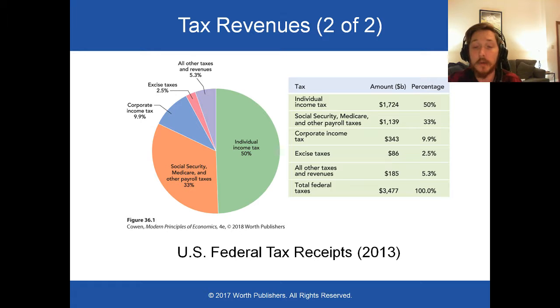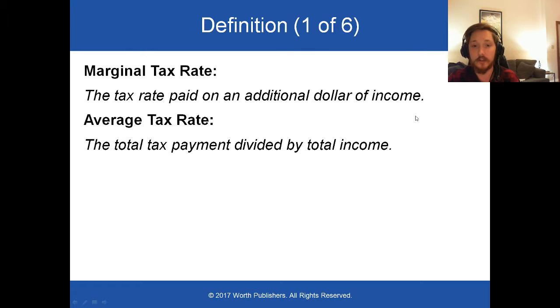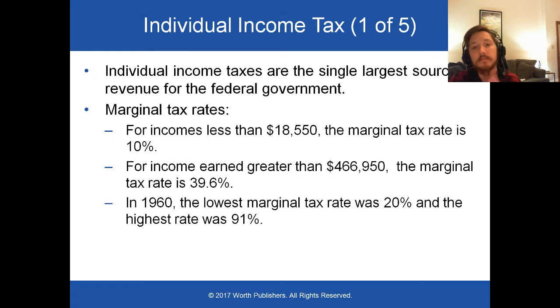We're going to break down most of the different types of taxes briefly here, but first we need to talk about what tax rates are. The marginal tax rate. The US tax code is not a flat code. Not everyone pays the same percentage of their income in taxes. If you pay 10% on the first $100 you earn, and 20% on the next $100 you earn, the marginal tax rate on the 201st dollar might be 20%. The marginal tax rate is the tax rate paid on an additional dollar of income. The average tax rate is much simpler. It's the total tax payment divided by total income.